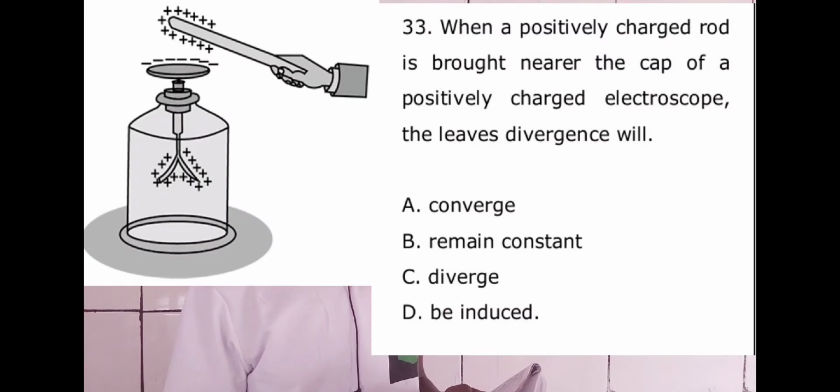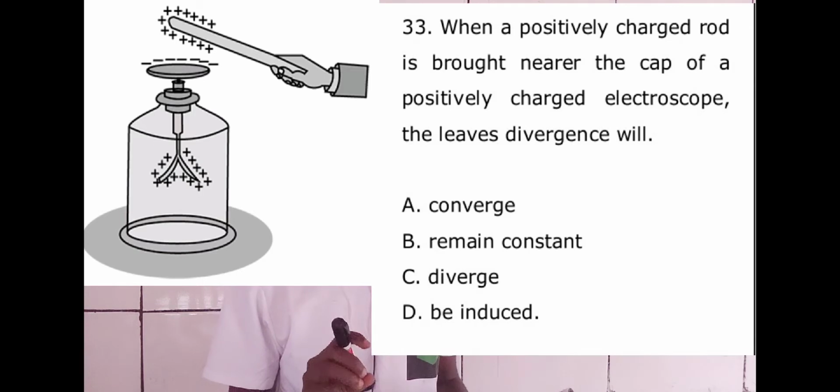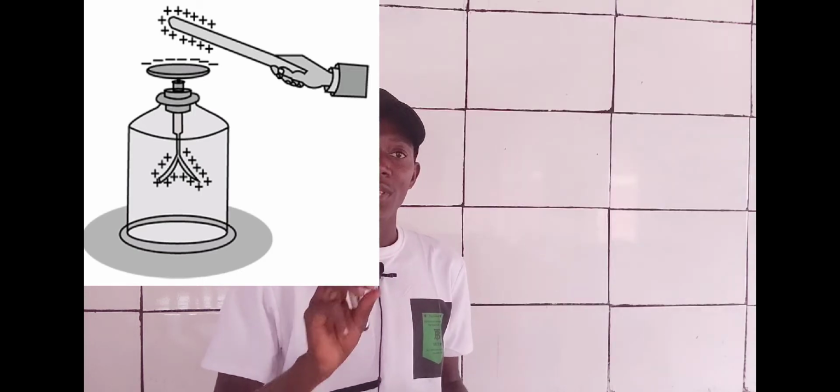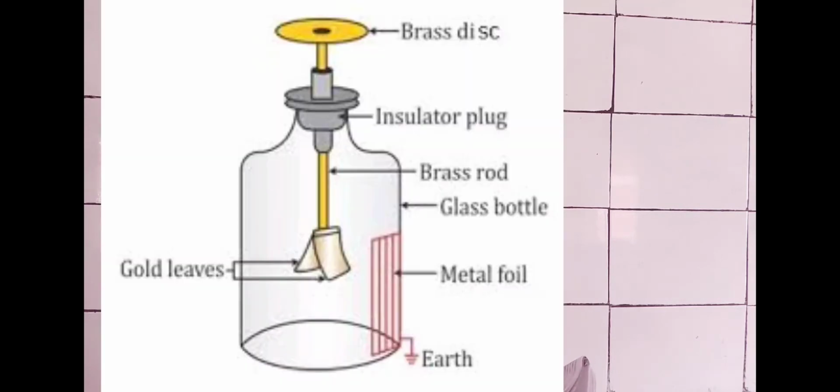Now question number 33. When a positively charged rod is brought nearer the cap of a positively charged electroscope, the leaf divergence will. Now the rod is positive and the electroscope is also positive. So when the rod is brought near the head of the electroscope, what happens to the leaves?